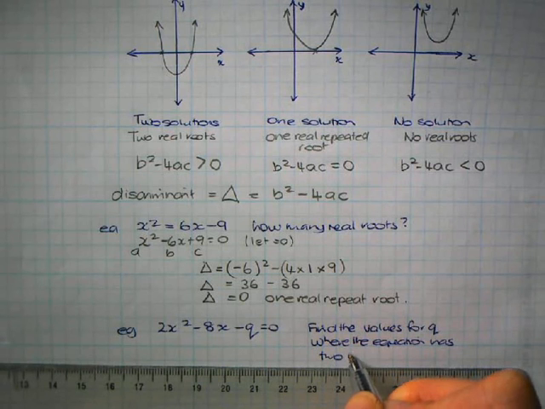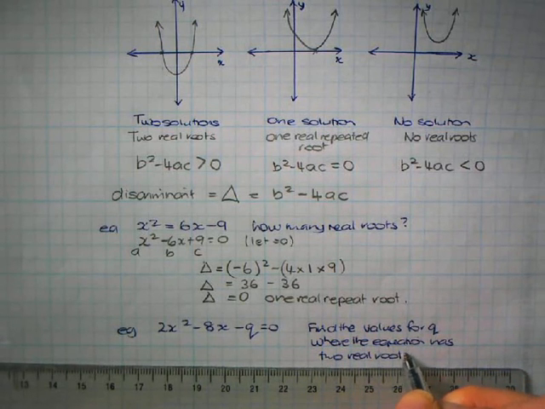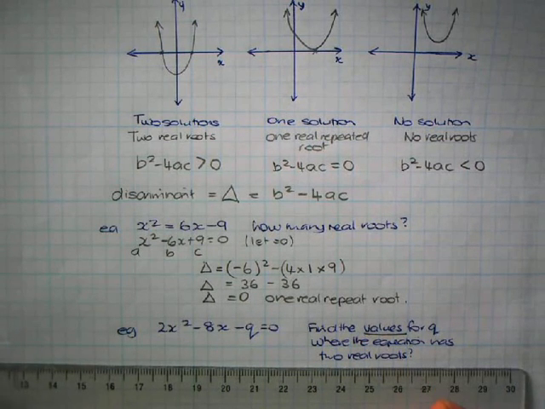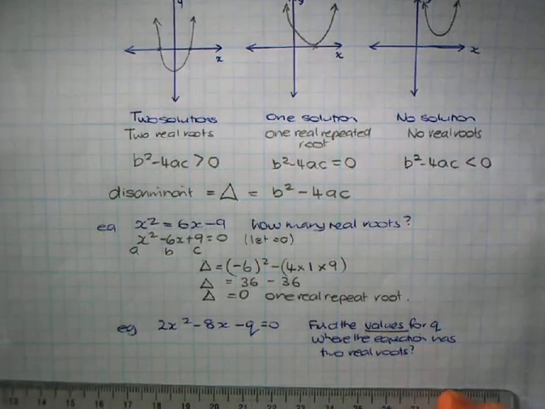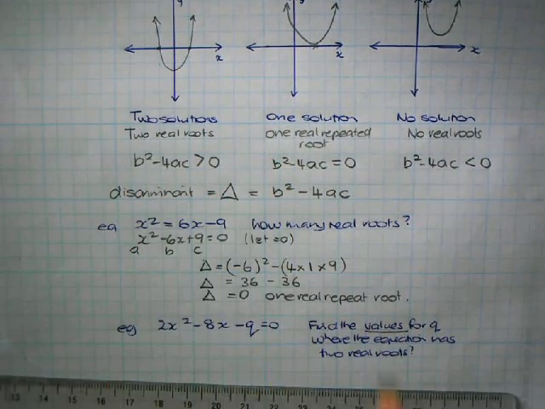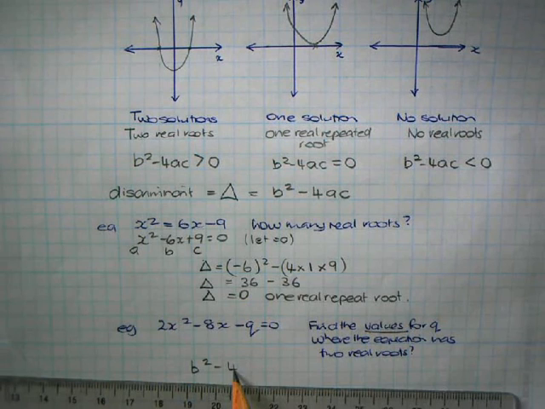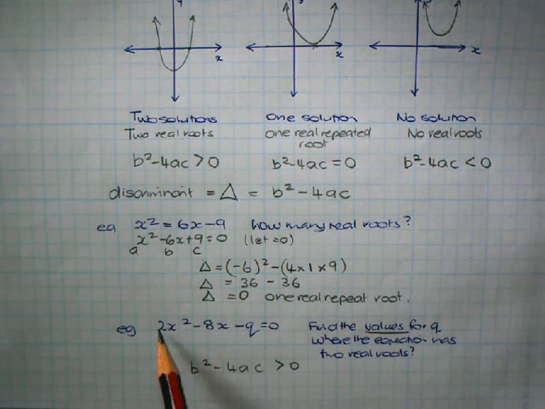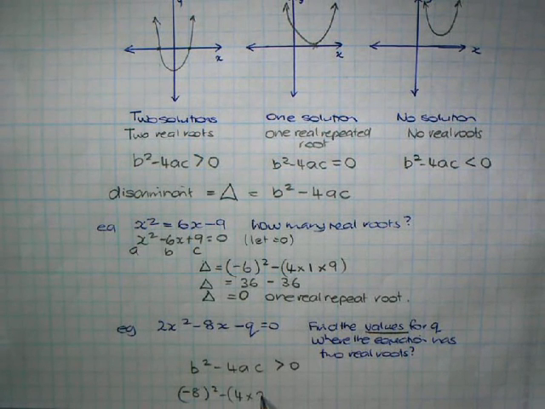So it's saying find the values. Now it's values plural, so we want to know what are the values for which this will occur. So we go back to our equation, two real roots, this one over here. b squared minus 4ac is greater than 0. And we know b is minus 8. Minus 8 squared minus 4 times 2 times q. That all has to be greater than 0.